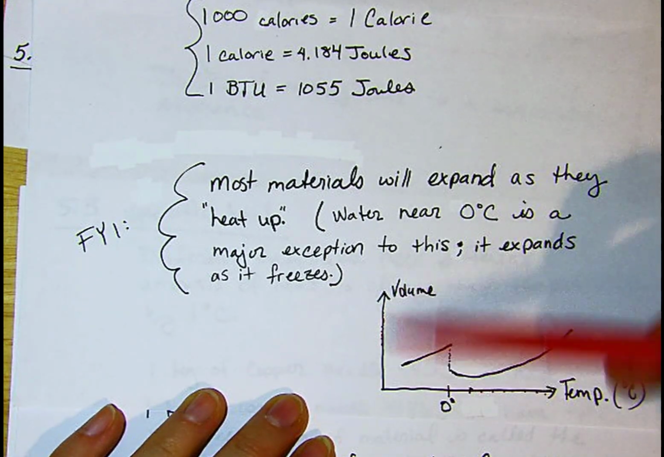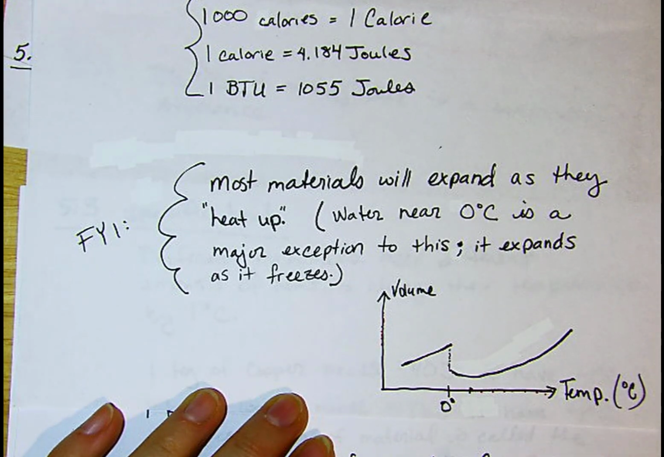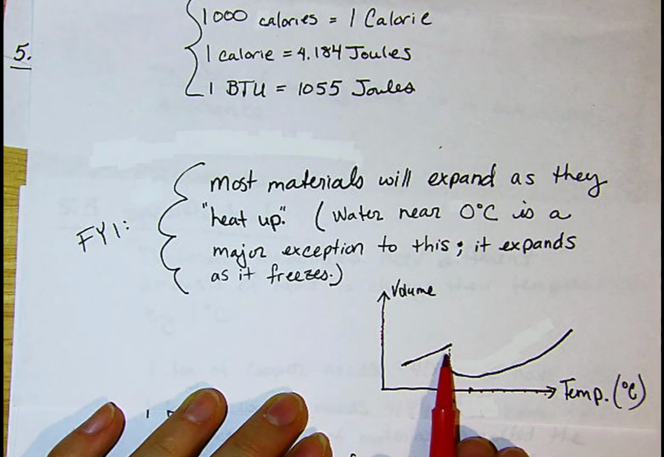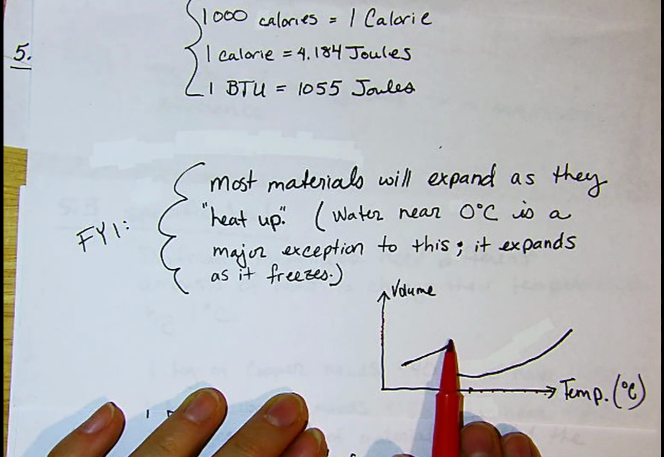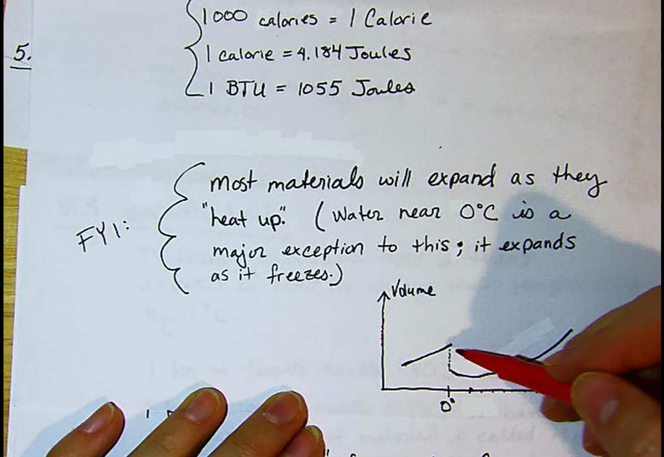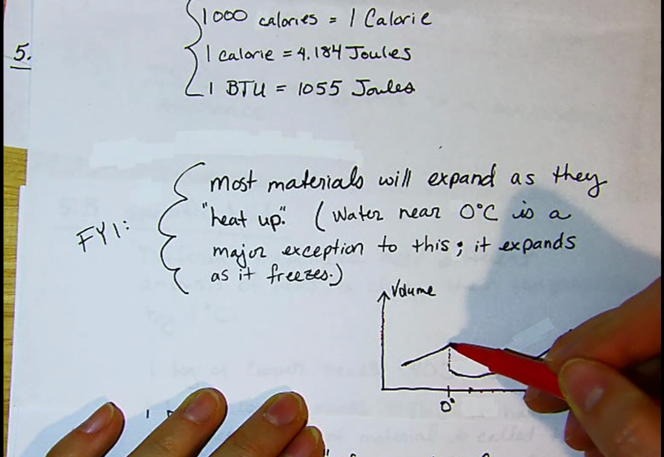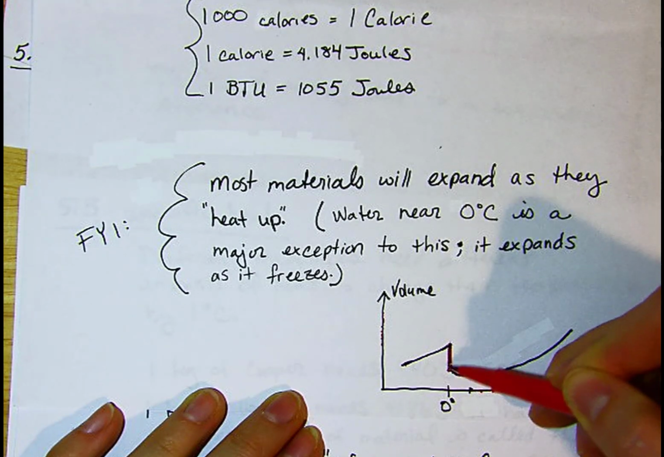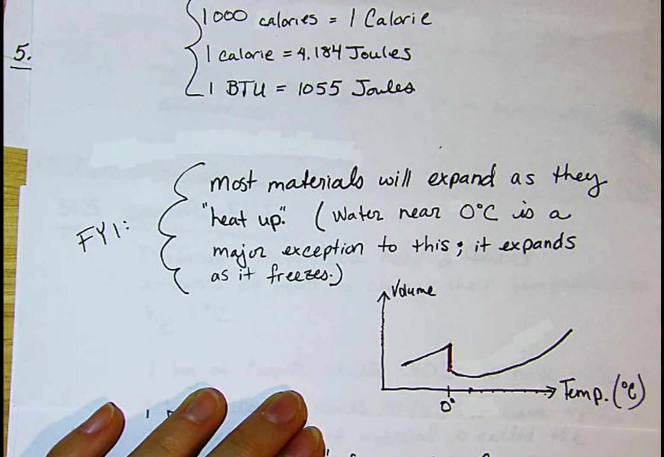So I have a graph here for volume and temperature. Imagine some ice, and we heat it up, and it would expand. As we warmed it up, it took up more volume. So that's fine, that's normal. But then this is the weird part. When it changes from ice to water, it shrinks again. It contracts, it gets smaller. So that's the weird part right there.